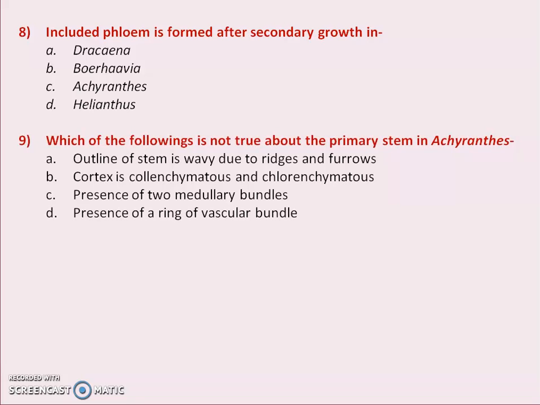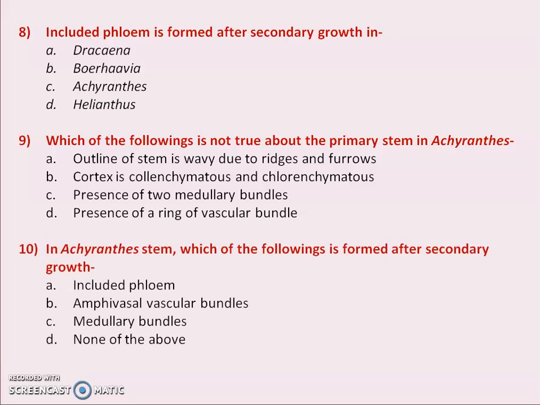Which of the following is not true about the primary stem in Amaranthus? Outline of stem is wavy due to ridges and furrows. Cortex is collenchymatous and chlorenchymatous. Presence of 2 medullary bundles or presence of a ring of vascular bundle. In Amaranthus stem, which of the following is formed after secondary growth? Included phloem, empty vessel vascular bundles, medullary bundles, or none of the above?